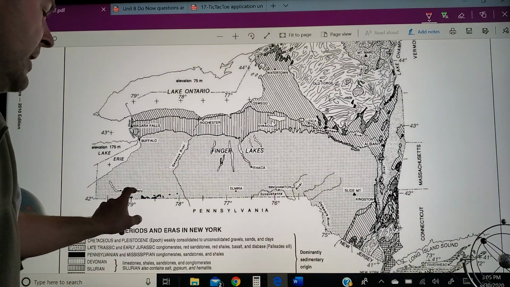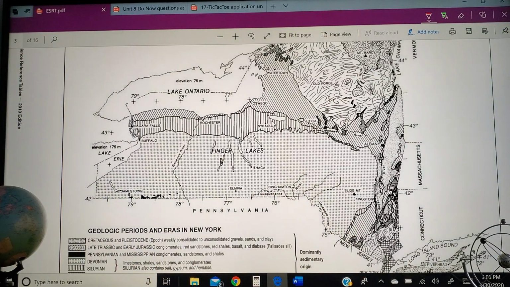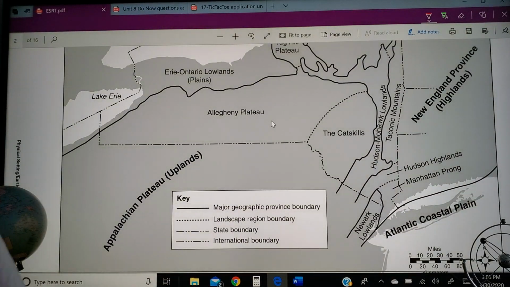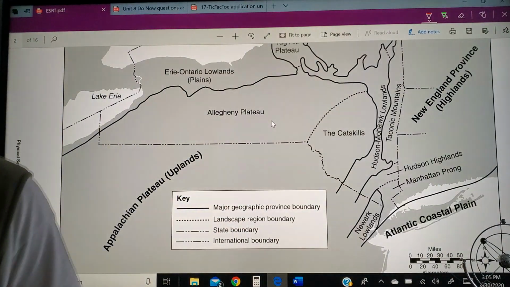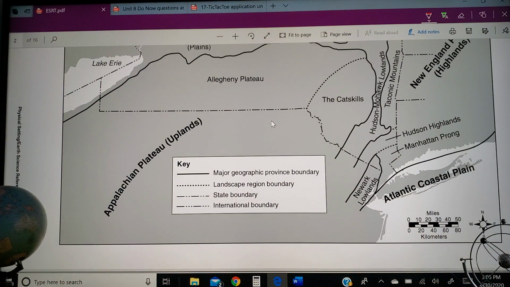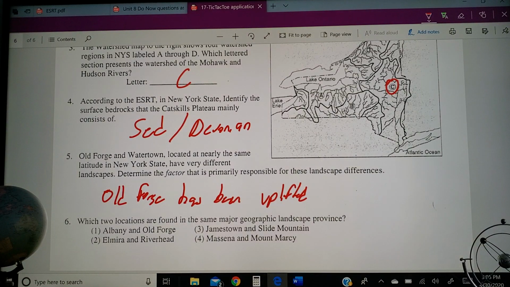And you're probably starting to recognize it now, right? That is your Allegheny Plateau. And you can see that right here. Jamestown would be here and Slide Mountain over here. So they're both in the Allegheny Plateau.